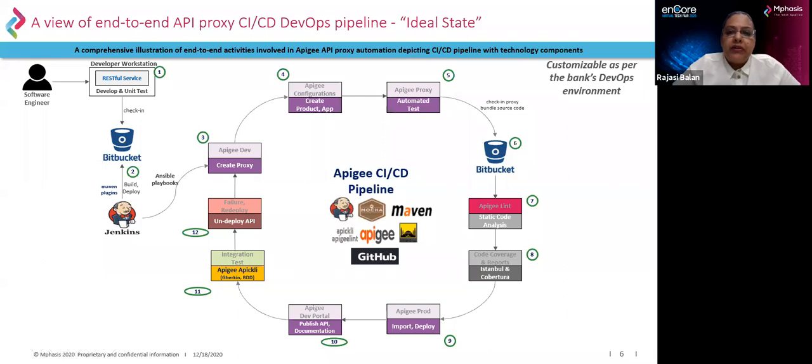Then once your proxy is verified, it is promoted to the higher environments. It's ready to promote, right? So Apigee by default has test and production environments. You can spawn any other environments in between and start promoting your proxy from your test environment to the higher ones. That's your Apigee production environment.